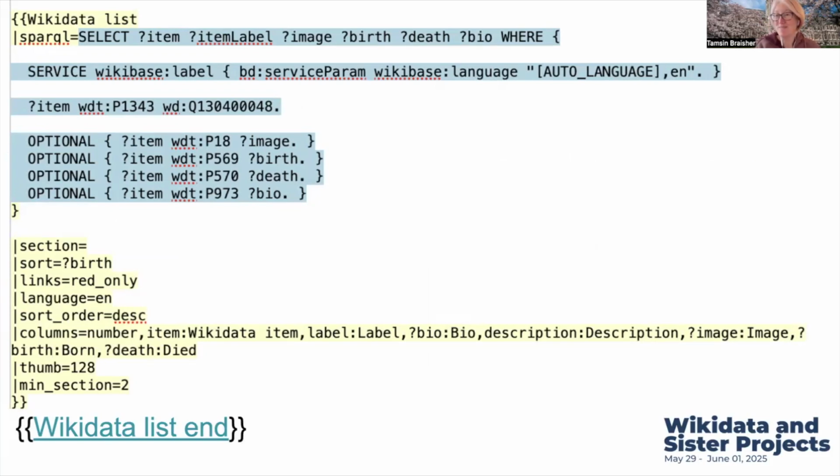The important thing to remember, I do sometimes forget, is to put the Wikidata list end template at the bottom. And what happens is after you've saved your new page and run the tool, it will put all of the data it's found and filtered for you in between those two templates.